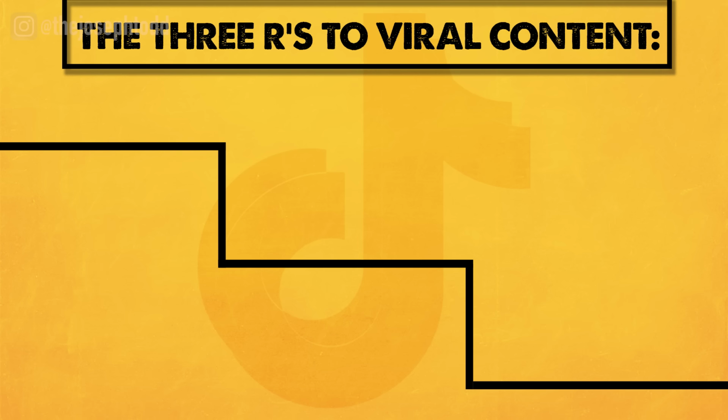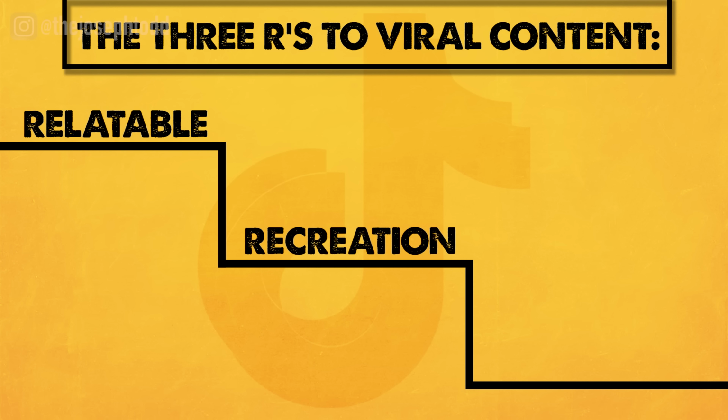Right now, what we're gonna do is I wanna show you how most of the content on the For You page actually falls into one of 3 categories. You can keep these in the back of your mind as the 3 R's. The 3 R's are as follows: content that is relatable, content that is a recreation, and content that is a reaction. So let's break these down and explore these in a bit more depth.